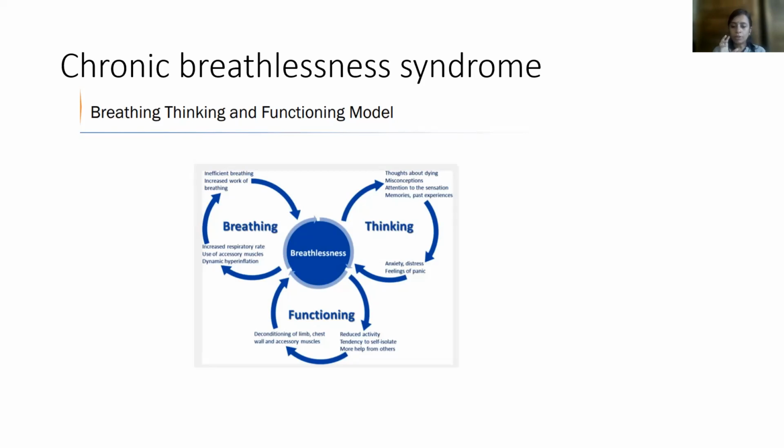So when you treat breathlessness, we have to treat the physical causes. We have to treat the thinking pattern, that is, reduce anxiety. And the third part is improve the functioning, give exercise or improve the muscle functioning. So these are the three elements of treating breathlessness.